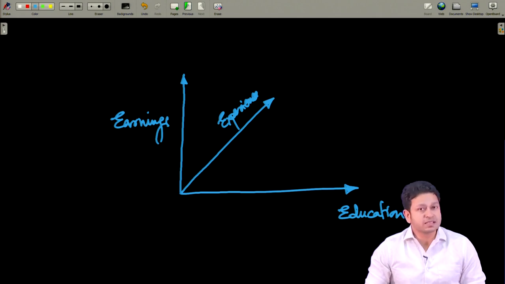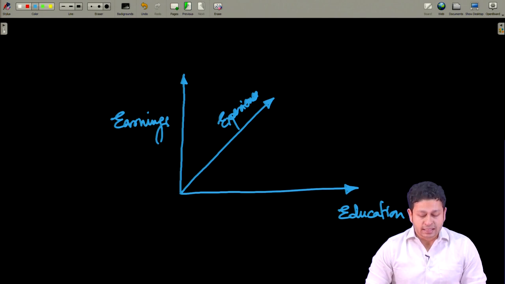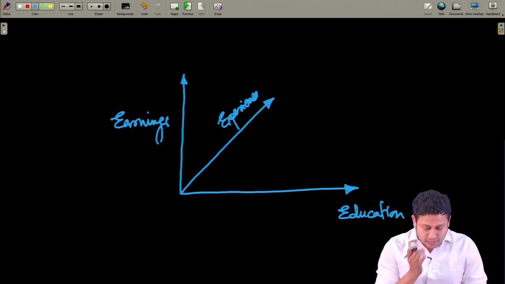Okay, so here we have two dimensions. In one dimension we plot education, in another dimension we plot experience. And the outcome variable or the dependent variable is earning, as we had in the previous case. Now how do we really get the regression line? That is what we have to see here.